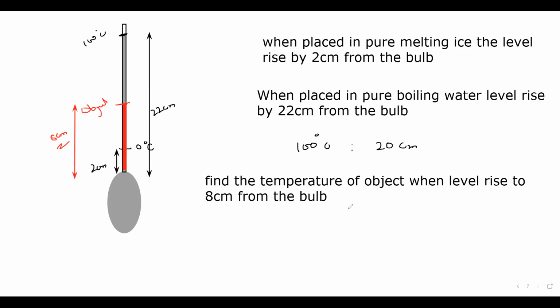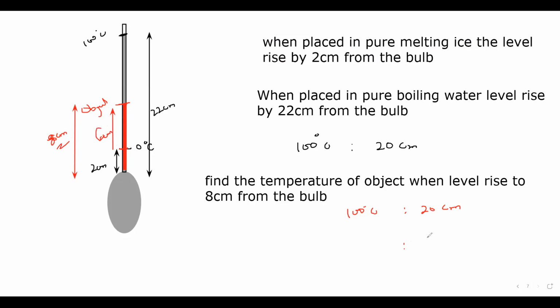As we know, 100 degrees centigrade is 20 centimeter. But what about this length? I told you whenever we find the length, we always take the length from 0, like how much it rises from 0. So from 0, if total length from the bulb is 8 centimeter and the length of the 0 is 2 centimeters, so this length rise is 6 centimeter.